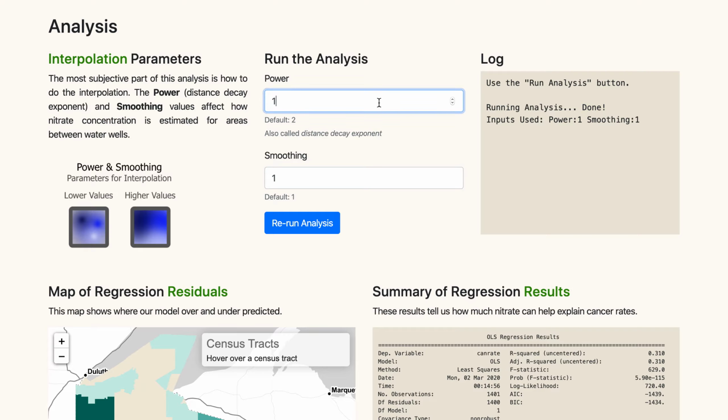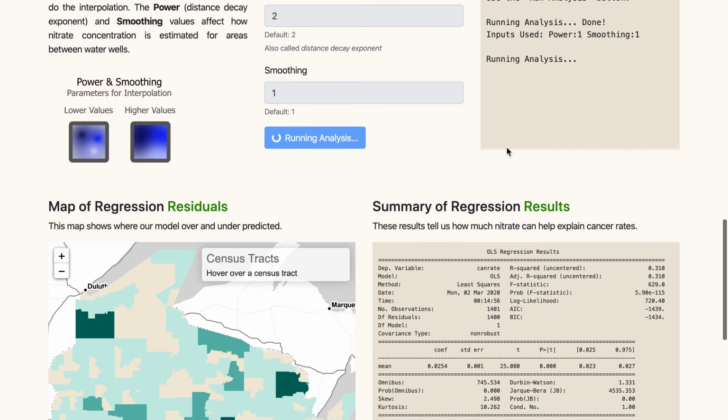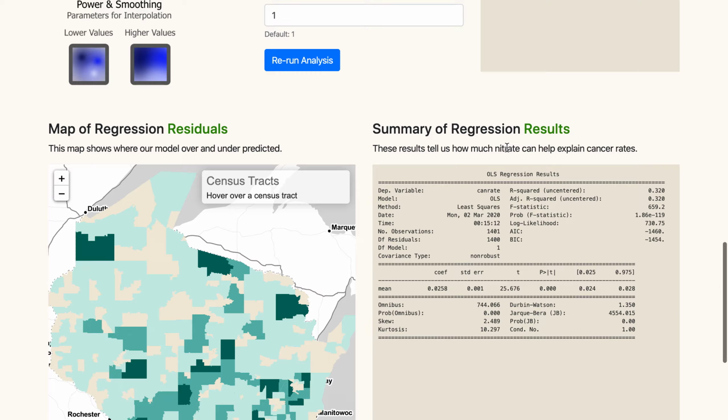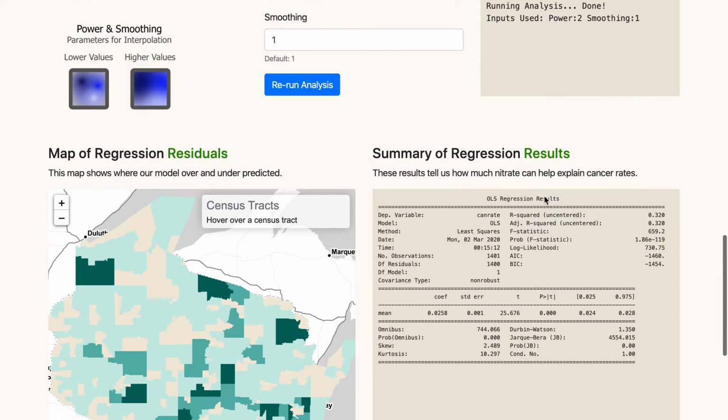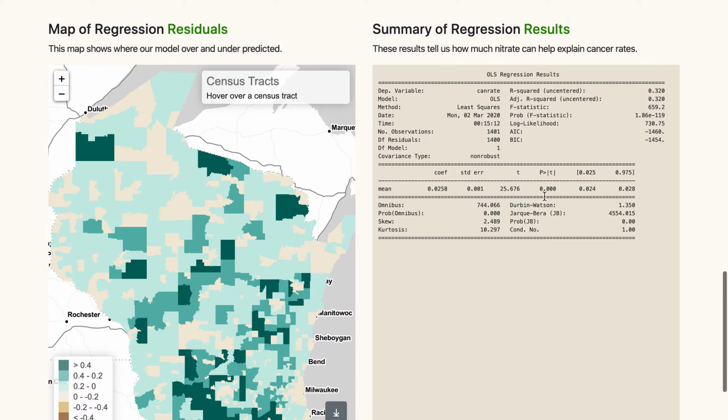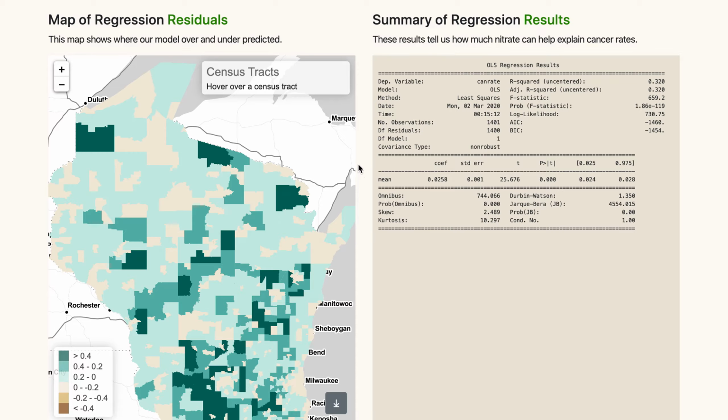I do want to go ahead and run it with the defaults though. So I'll just change power to 2 and rerun the analysis. Again, it says running analysis. We see a bunch of data down here now, and it just updated because our second analysis just finished. And let's actually go ahead and look now at our results. So on the left here, if I could draw your attention, are the census tracts that I kept mentioning. These are the real ones.